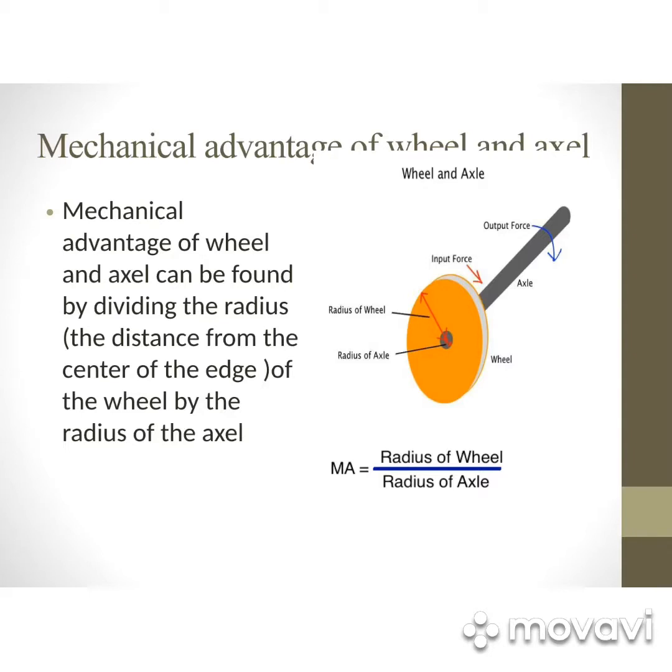Now the arrows right there in the figure show you where the radius of the wheel is. It is the larger part. The smaller circle is the radius of the axle. The input force could be applied through the gray part, obviously, and the wheel is shown right there, and the axle is also shown right there. And the mechanical advantage of the wheel and axle could be found by dividing the radius of the wheel by the radius of the axle.